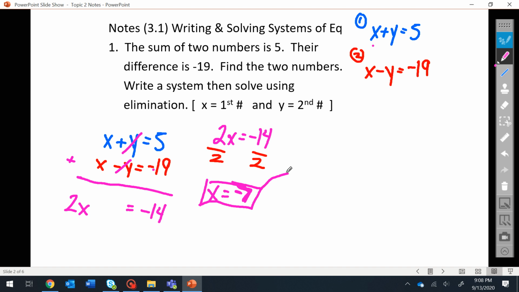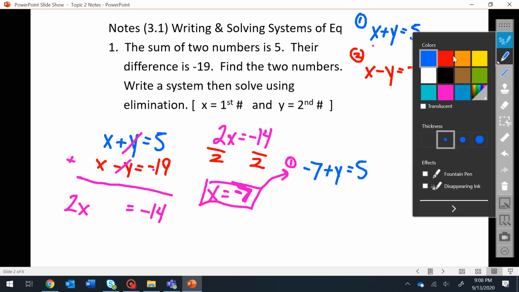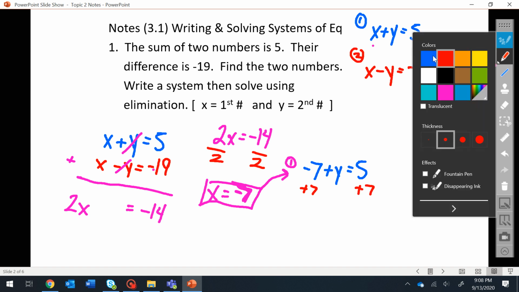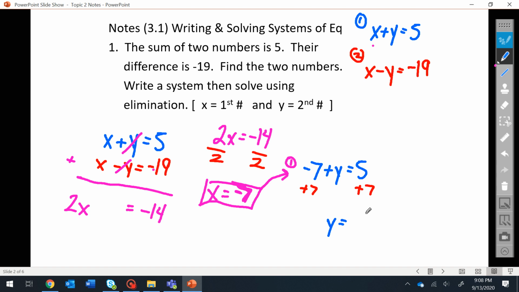So I'm going to substitute this into equation 1. Equation 1, x plus y equals 5. So negative 7 plus y equals 5. And I want to solve this for y this time, because I already have x. Add 7, and I'll get y is equal to 12. So the ordered pair where these two lines intersect is going to be negative 7, 12.